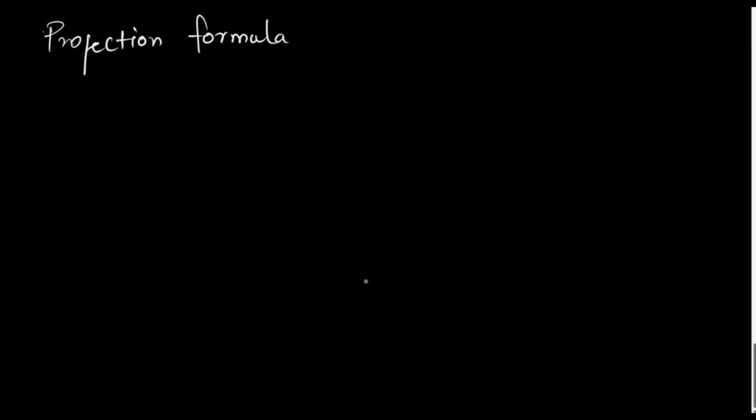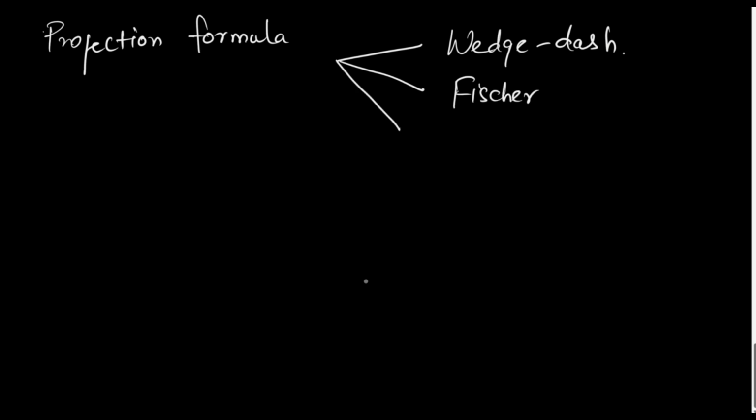Projection formula. What are the different types of writing a molecule? For example, we have wedge dash, Fisher projection, Newman projection, and Sawhorse projection. These are different methods of writing a compound.